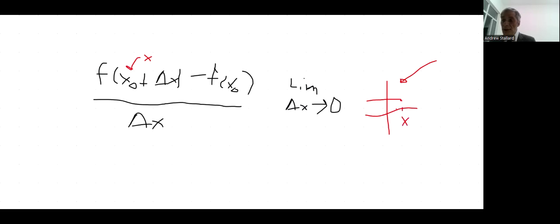And besides being continuous, the function must be differentiable at x, okay? So if I have something like this, let's draw a blue function, okay? Call this blue function g of x.